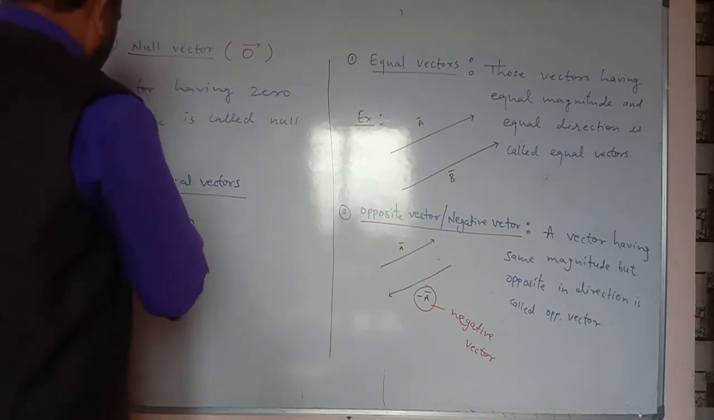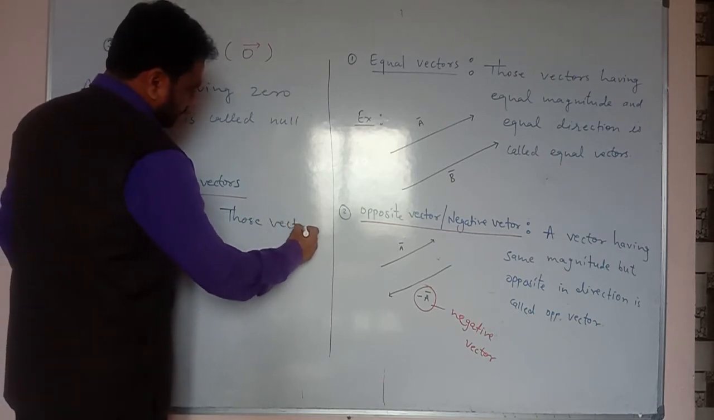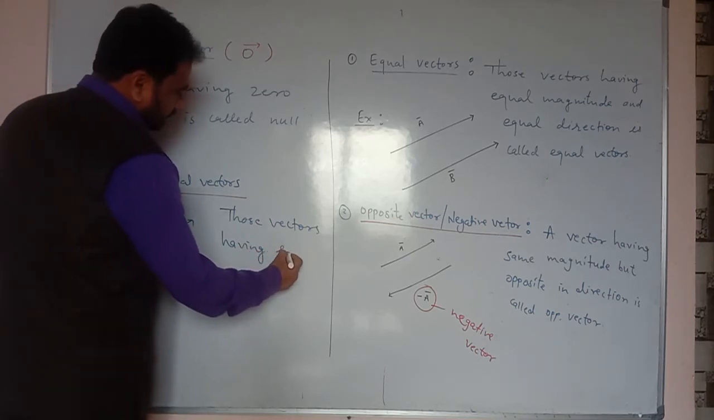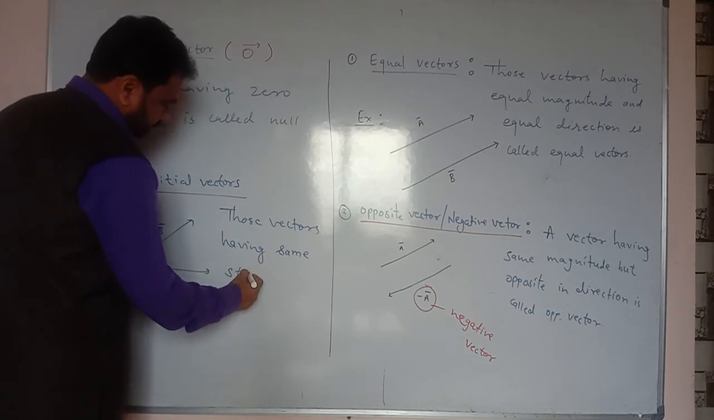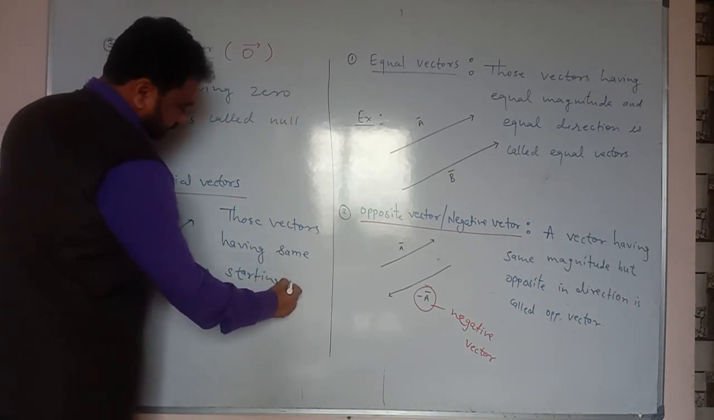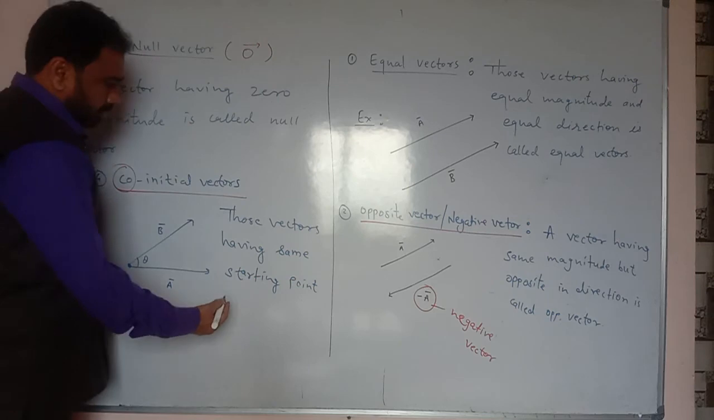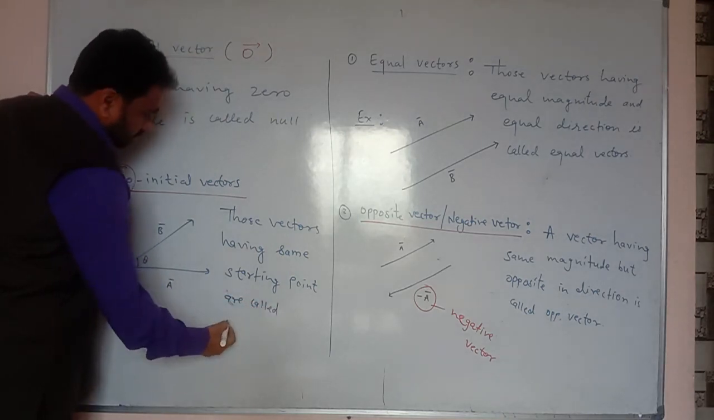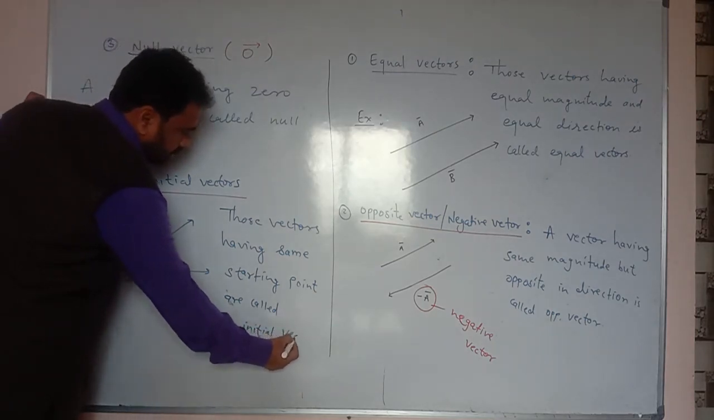So we just have to write: those vectors having the same or equal starting point are called co-initial vectors.